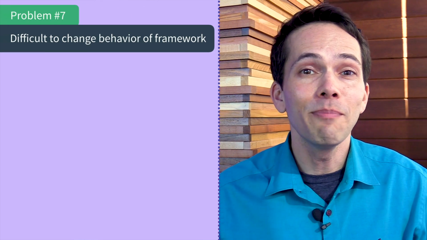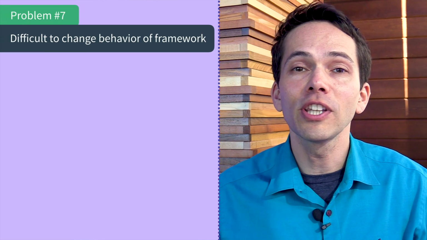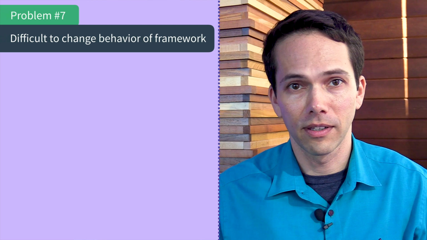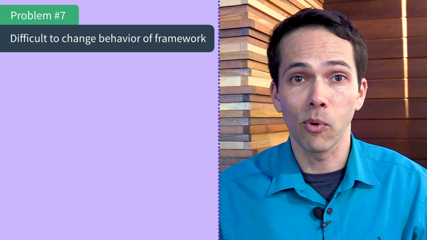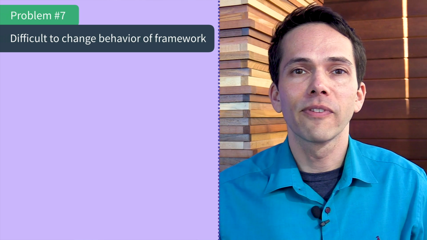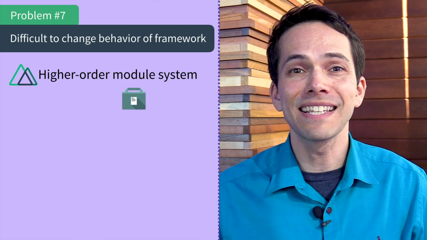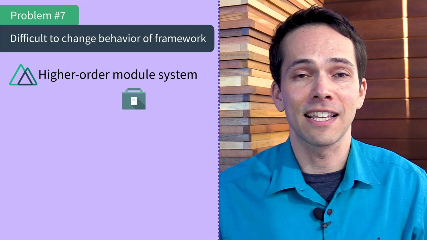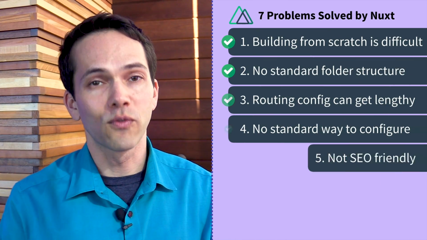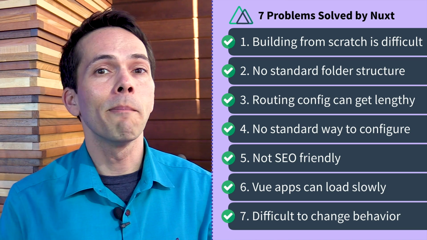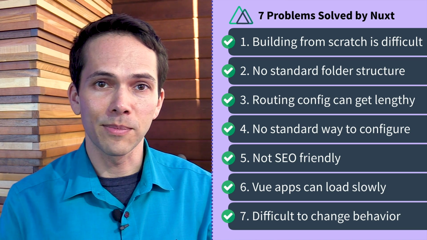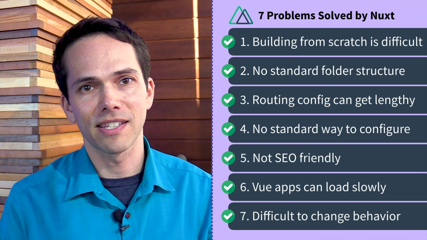Lastly, with a Vue app, you may find it difficult to change the underlying behavior of the framework, if you need to. And if you're developing production-level Vue applications, at some point, you'll need to. Nuxt provides a higher-order module system that makes it easy to customize every aspect of Nuxt. So there you have it, 7 problems that Nuxt solves for you, so you can spend less time on configuration and more time on what matters to you most, solving problems and building awesome Vue applications.